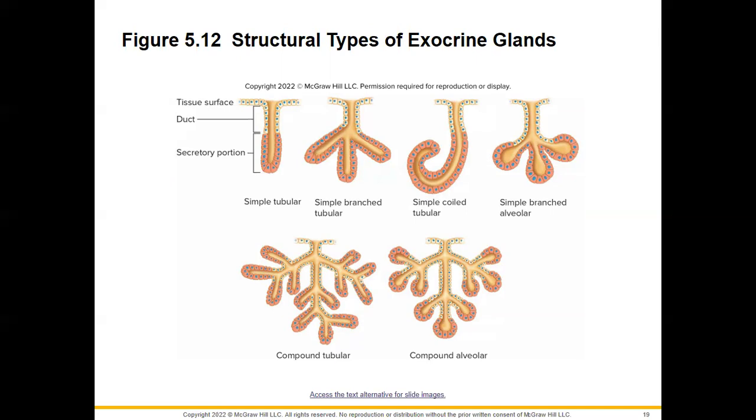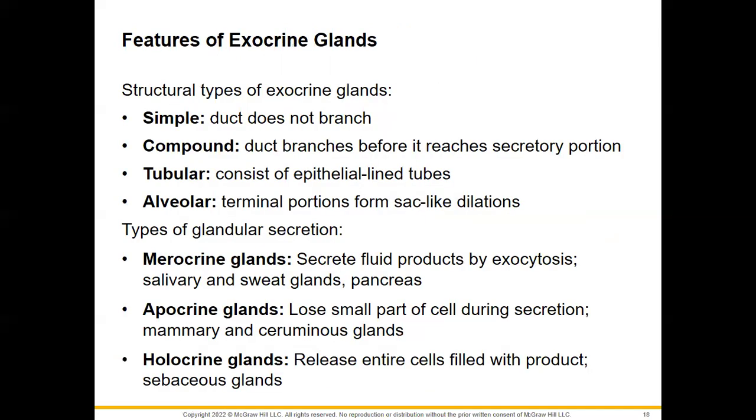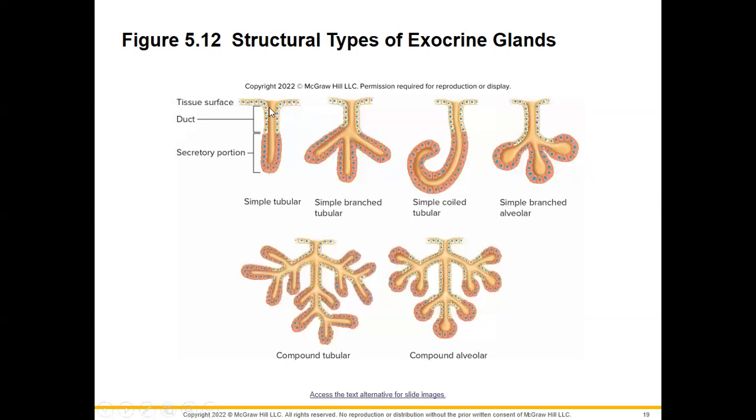So we talked about the simple cells. So the simple, let's go back. Simple means that the duct itself does not branch. So this portion is the duct. Remember, the duct is going to be that portion that goes directly to the surface. So this duct is not branching. This is simple. This duct doesn't branch. This is simple. This duct doesn't branch, and neither does this one. All of these are examples of simple, right?